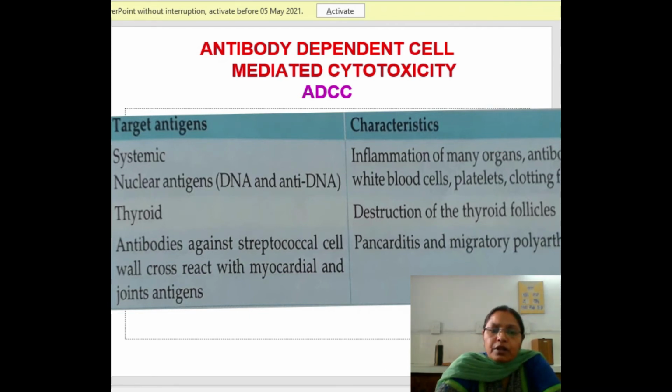In Hashimoto's thyroiditis, the target antigens are present on the thyroid, and there is destruction of the thyroid follicles. In acute rheumatic fever, there are antibodies against the streptococcal cell wall that cross-react with the myocardium and the joint antigens, and it will cause pancarditis and migratory polyarthritis.